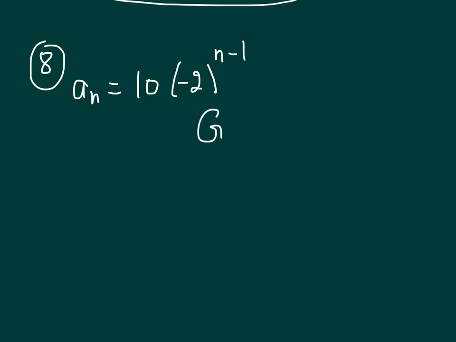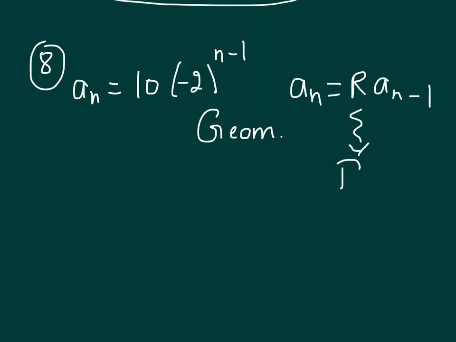Okay, for number 8, you're given this rule, which is a_n equals 10 times negative 2 to the n minus 1. I want you to recognize it's a geometric rule. It's written explicitly, and I'm asking you to write it recursively. Recursively, it's going to be r times a_(n-1). So all we have to do is find out what the common ratio is. List the first two terms and then figure out what r is.